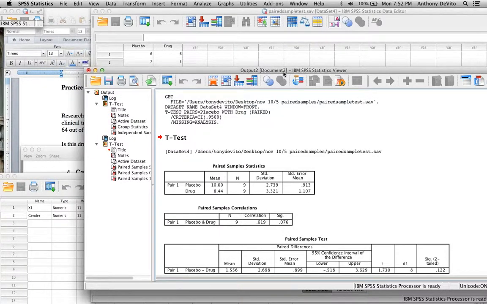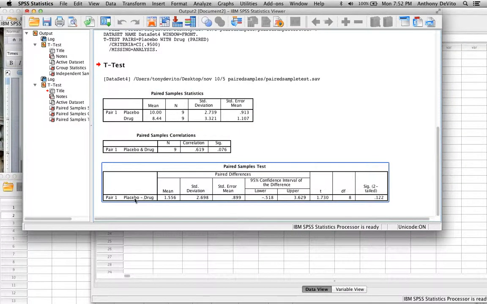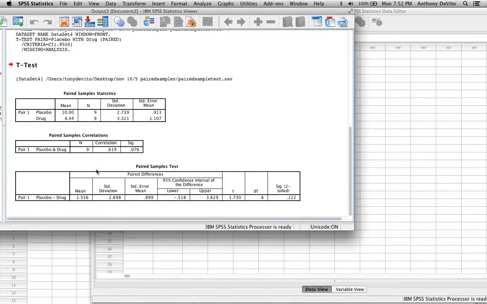It's going to calculate my t-test, but now it's a single sample t-test, right? So for instance, pair 1, placebo drug, notice that it actually calculates the mean difference. It has nothing to do with the actual numbers themselves. It only calculates the difference, the standard deviation for the difference, and the standard error for the differences.